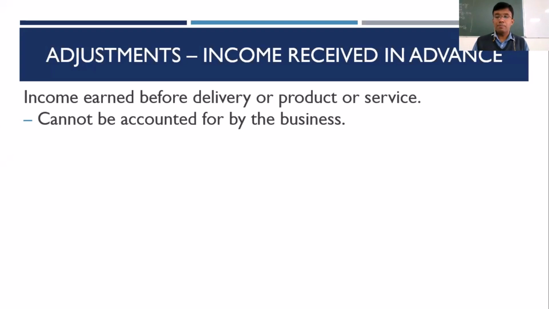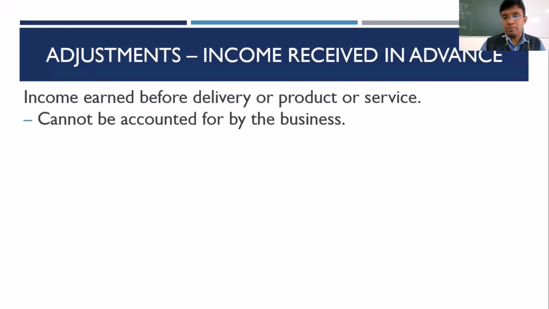So let me give you an example. Let's assume that I'm running a bakery, and I got an order for, let's say, a cake, but the cake has to be delivered only after 2 years. Okay, I had a customer. The customer came and placed an order today for some cake, but they want the cake to be delivered only after 2 years. So that is referred to as income received in advance.